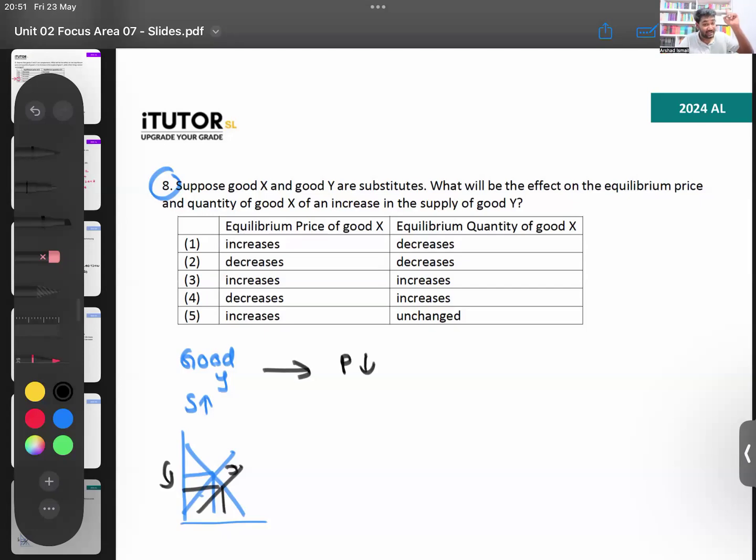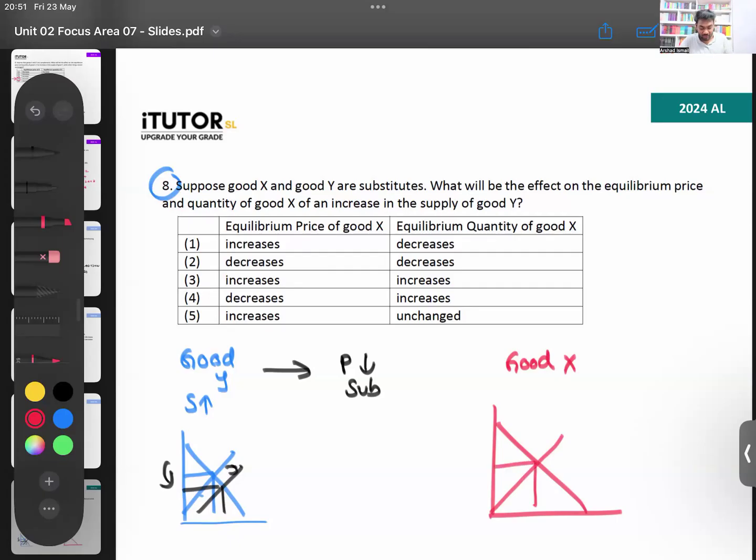Now, in the earlier example it was a complementary good. Now it is a substitute. So what has happened? The price of your substitute has come down. If the price of your substitute comes down, then what happens to your good? This is the demand and supply for your good. What happens to your demand? If your substitute has become cheaper, demand for your good will start to come down. As a result, what happens to your equilibrium price? If demand for your good comes down, your equilibrium price will decrease. Your quantity will also decrease.